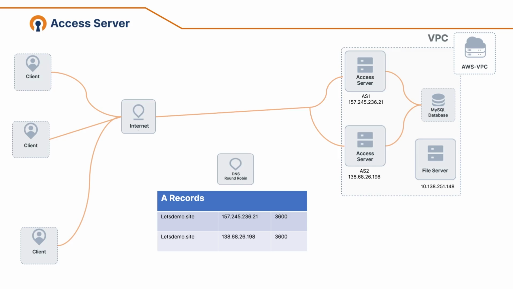licensing pool. For this demo, we have a VPC set up on DigitalOcean with a couple of access servers and a file server. I've already set up my round-robin DNS for the domain letsdemo.site. A DNS round-robin is the easiest way to go. It gives your users one simple address to connect to, and the VPN client will try each IP in the list one by one until it connects.